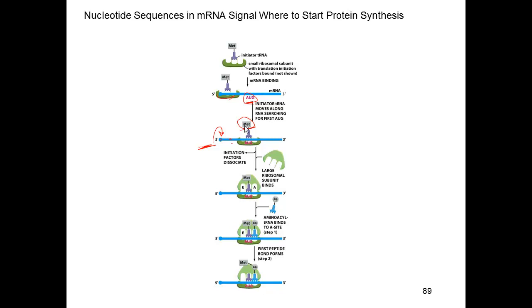Once it is bound to the proper AUG site, then the large ribosomal subunit will come and form the full ribosomal complex, and then the polypeptide synthesis starts as an amino acid appropriate for the next codon diffuses in, and then you have the formation of a peptide bond, and then we'll see translocation of the ribosome.